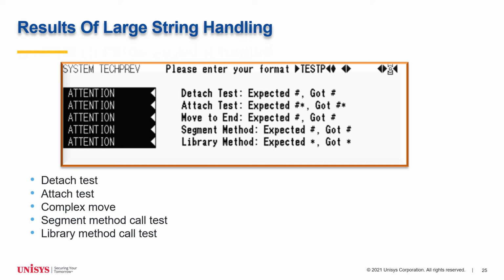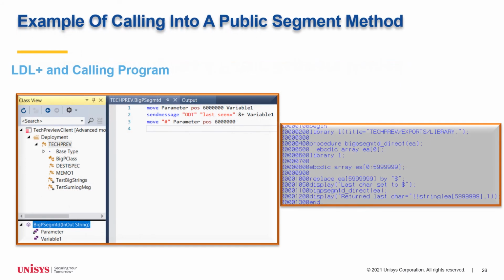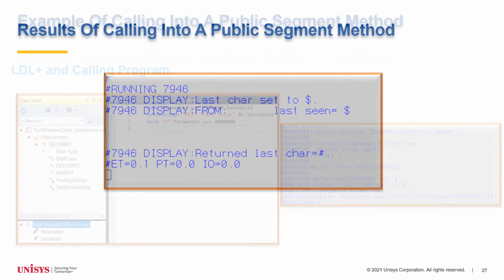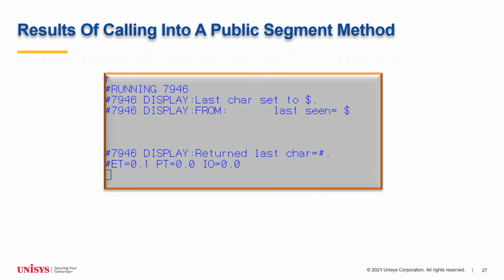This we are expecting. In move LDL plus command, here we are doing some complex operation where we are getting the last character of the 6 MB string and comparing this value with the expected value and it looks correct. Similarly, we are calling the public segment method and external class method and getting the expected result. This is the LDL plus logic in the public segment method where we are replacing the last character of the big string to hash. Here is the result from calling into public segment method from the algol program.